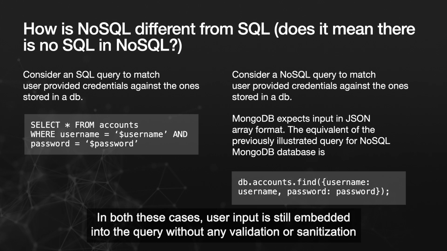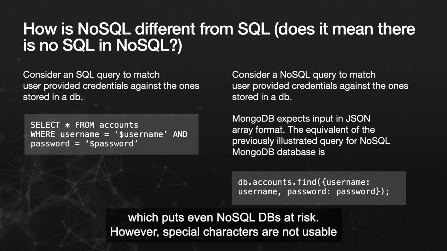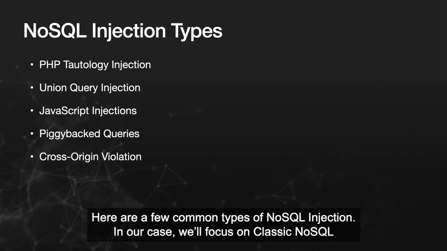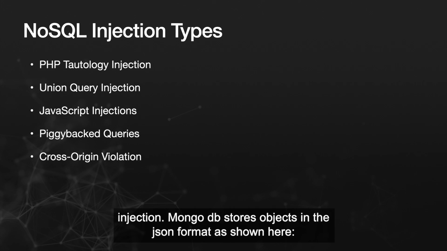In both these cases, user input is still embedded into the query without any validation or sanitization, which puts even NoSQL databases at risk. However, special characters are not usable with NoSQL. Instead, special database operators must be used to change the intent of a query. Here are a few common types of NoSQL injections. In our case, we'll focus on the classic NoSQL injection.